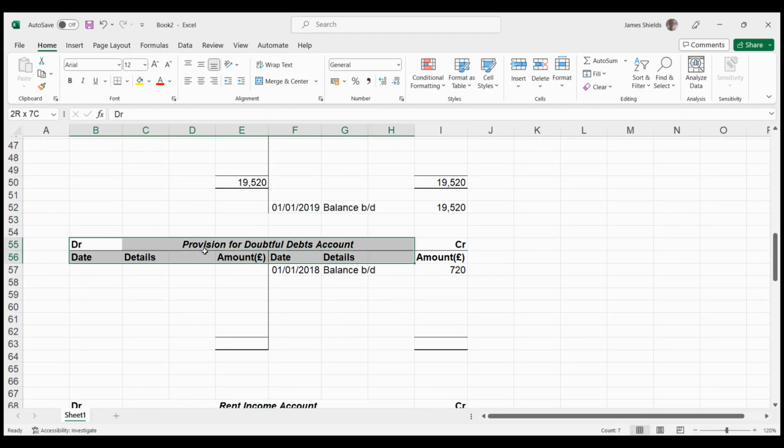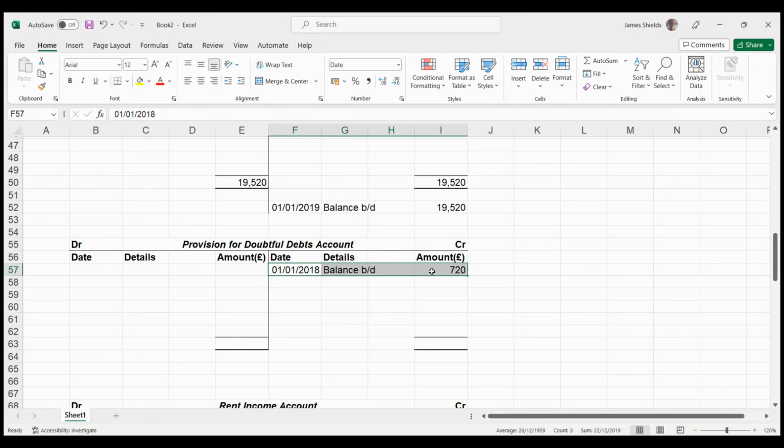Well, now we've got provision for doubtful debts account. Now we're told at the beginning of the year that the balance brought down was £720. So that's basically your provision for debts at the end of last year, which then becomes the first day of this year. We need to work on provision for this year, at the end of this year, and see if there's any difference, in which case that will go to the income statement as either an increase or decrease in provision for doubtful debts. Now, just to remind you, provision for doubtful debts is also called provision for recoverable debts as well.